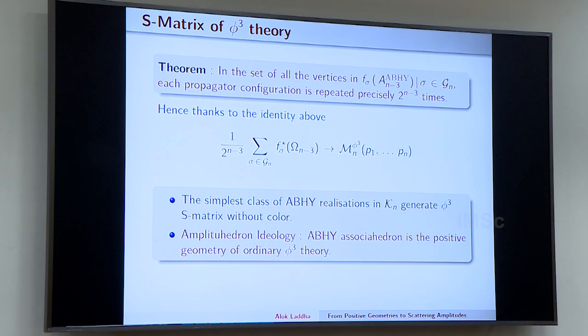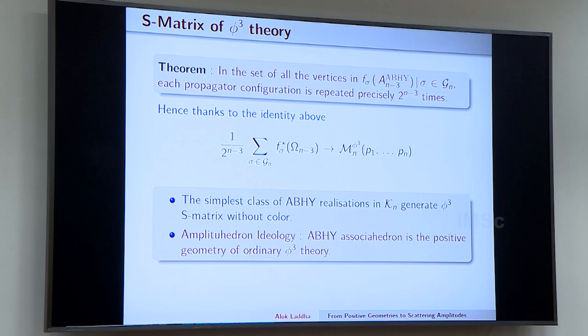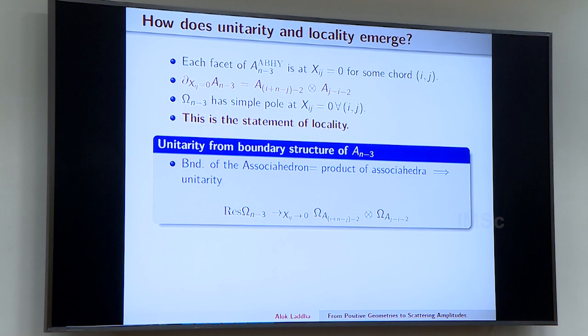Yeah, so this sort of fits into what I call the amplitude-hadron ideology, that somehow we have a positive geometry for an S matrix of a theory which is ordinary phi cube theory. So far it's tree level. But you can immediately ask, why did this happen? How did we get a function which has the properties that we expect of an S matrix, for example, unitarity and locality? So I'll just quickly try to explain why that happened.